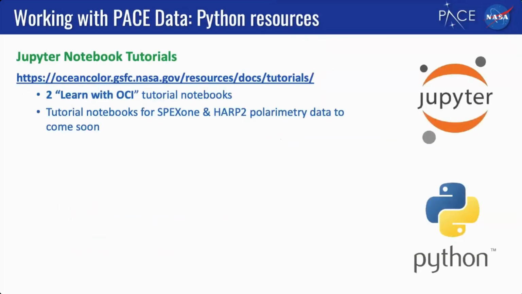I have final two slides here. We have a couple of slides on resources to go over. So we have a few people in-house, I think most of them are here today, that are creating some really fantastic Jupyter notebooks for PACE data. I've gotten excellent feedback on them being very, very easy to use and very well written. Right now, there are 2 Learn with OCI tutorial notebooks. And there are also tutorial notebooks for both the SPEXone and HARP2 polarimeters that are coming out, as I understand, very soon.